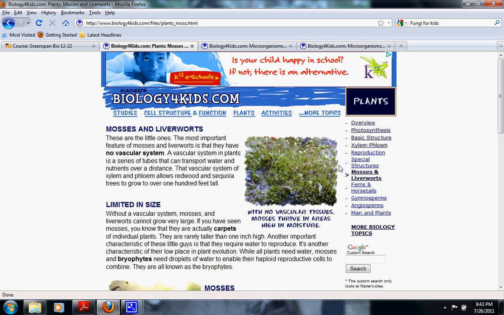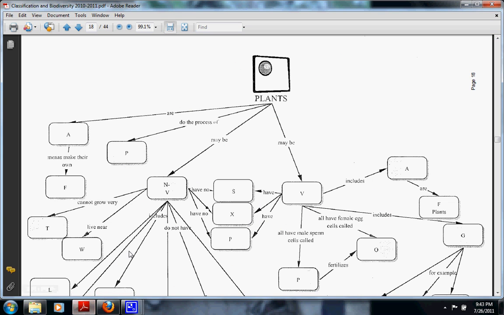And I'm going to have some sample of moss for you to see in class so you can see an example of that. So they do photosynthesis, but they're very small. They tend to need to be in very moist areas because they don't have any roots, and they don't have any stems, and they don't have any leaves. So that kind of covers this up.